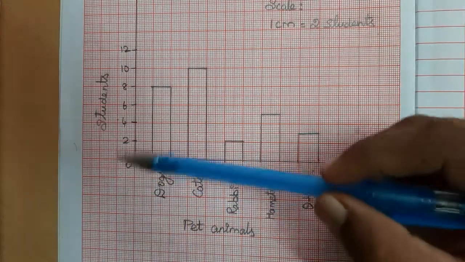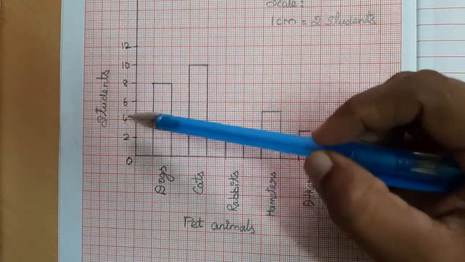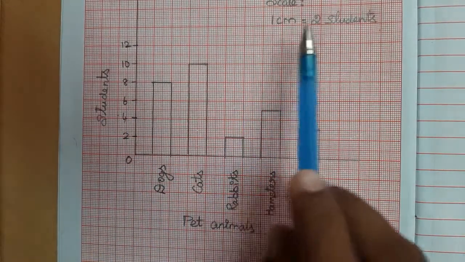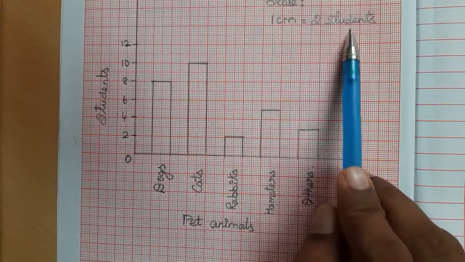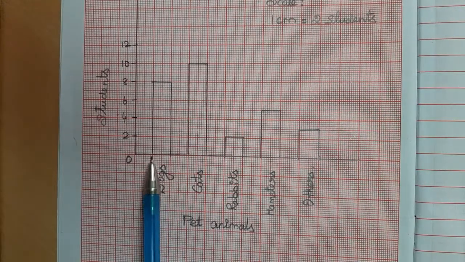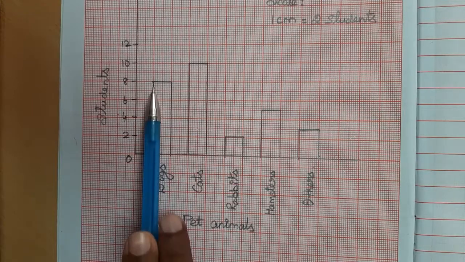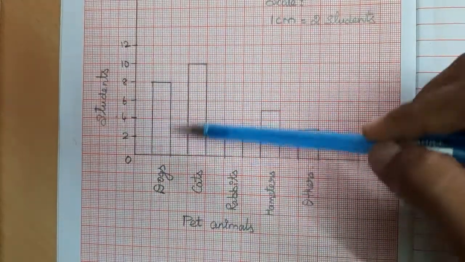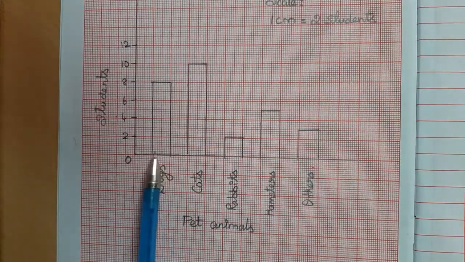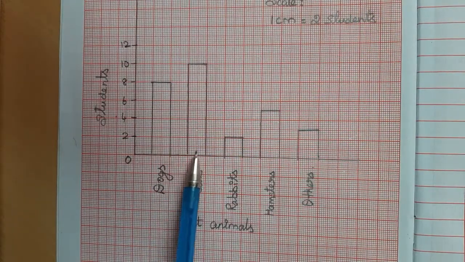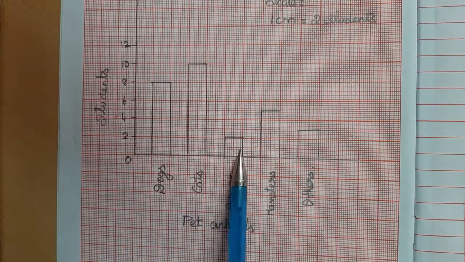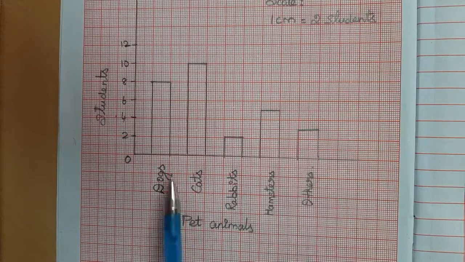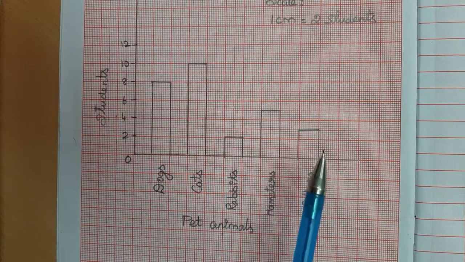Clear? You can see this line is 1 centimeter. You can see a dark line in between each 1 centimeter. That's why the scale is chosen as 1 centimeter equals 2 students. Here also you can notice the bar is drawn for 1 centimeter. The height represents the number of students. Leave a 1 centimeter gap and the next bar is drawn, another 1 centimeter gap and another bar is drawn. This is the way to draw the bar graph.